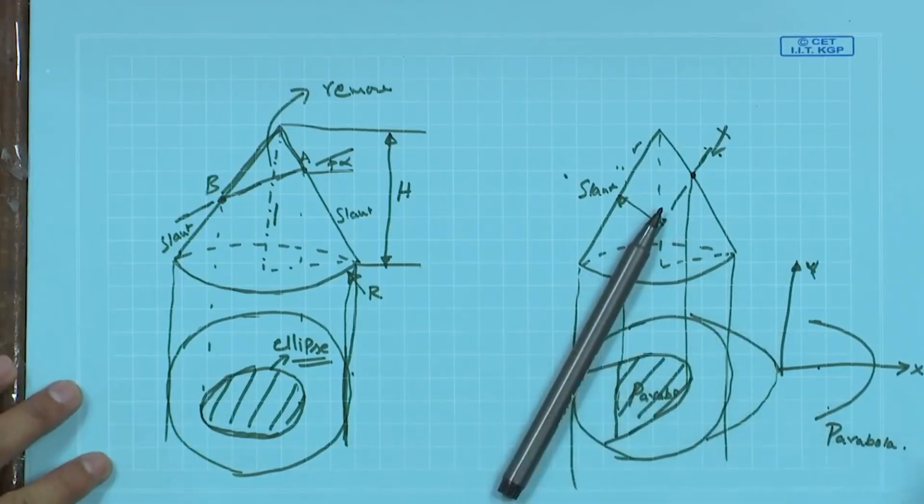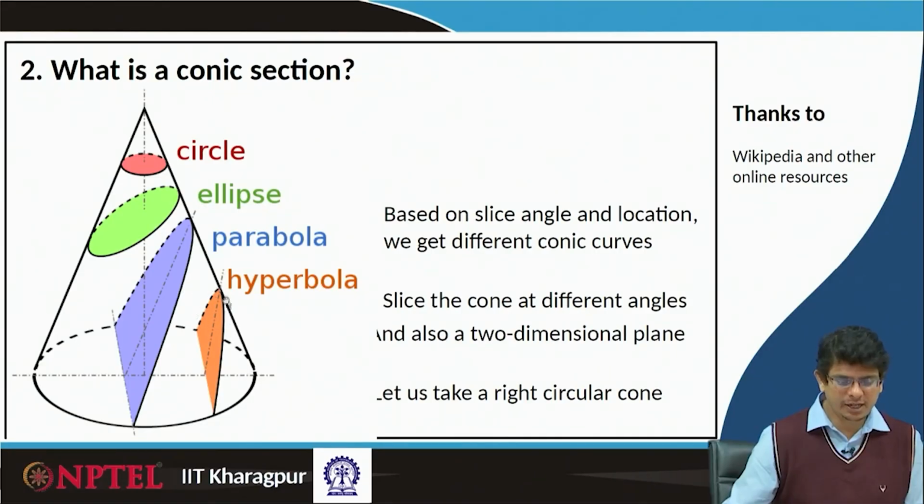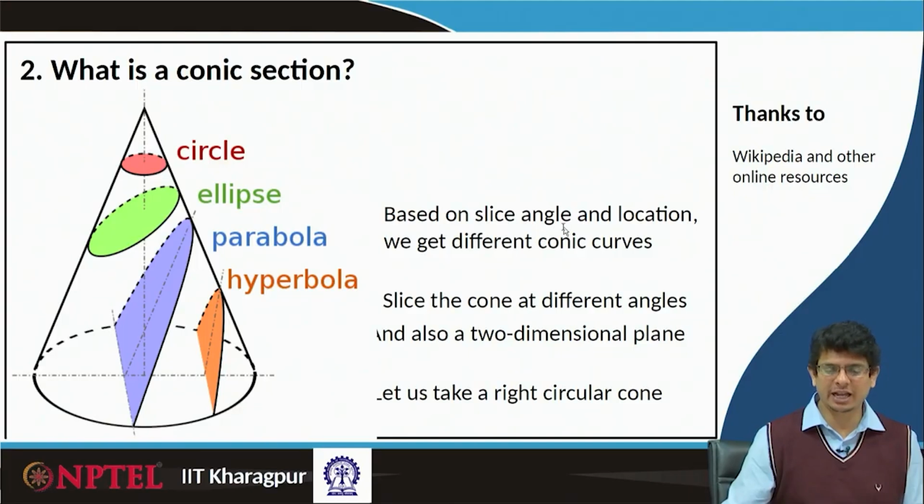If we pick another inclined section, we see something named hyperbolic curves. So, based on the slice angle and location, we get different conic curves. That is the reason we call them conic curves, since they are constructed from the cone. The sections are generated from the cone by slicing it, so such sections are called conic sections, and these are very powerful curves in engineering applications.